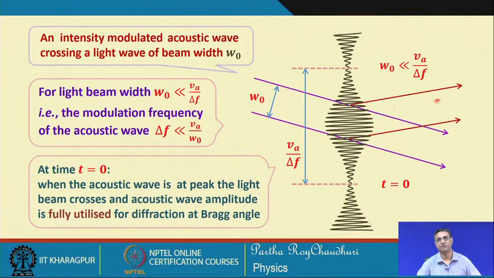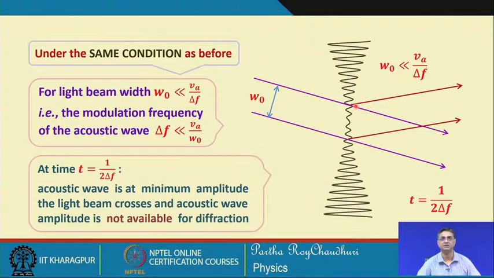So, this Bragg diffraction is complete here, because the optical beam is completely enclosed by the maximum acoustic wave amplitude. So, you get the maximum complete Bragg diffraction. Next, consider the other situation under the same condition. You have this optical beam which is of the same width passing through the same position, but this time the acoustic beam is travelling in such a way that it is now here.